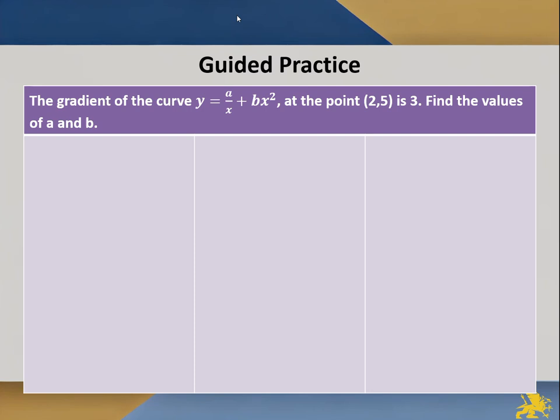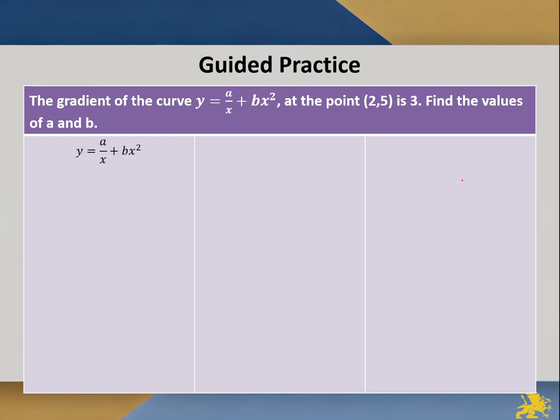The gradient of the curve y equals a over x plus bx squared at the point 2, 5 is 3. Find the values of a and b. So this is where we need to create two equations, and we'll use simultaneous to solve it. So the first step that we need to do is write down our equation that we have.